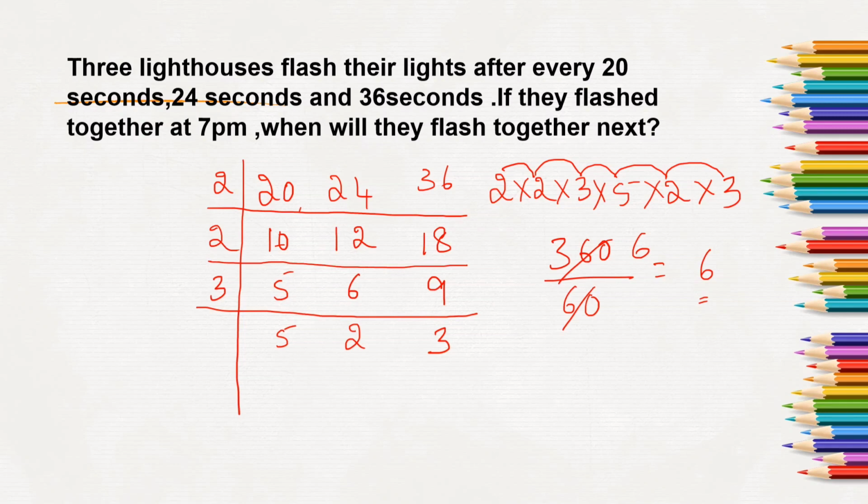Now we'll have to add 6 minutes to 7 p.m. Yes, 7 p.m. plus 6 minutes will be 7 hours and 6 minutes. So the three lighthouses will flash together next at 7:06 p.m.